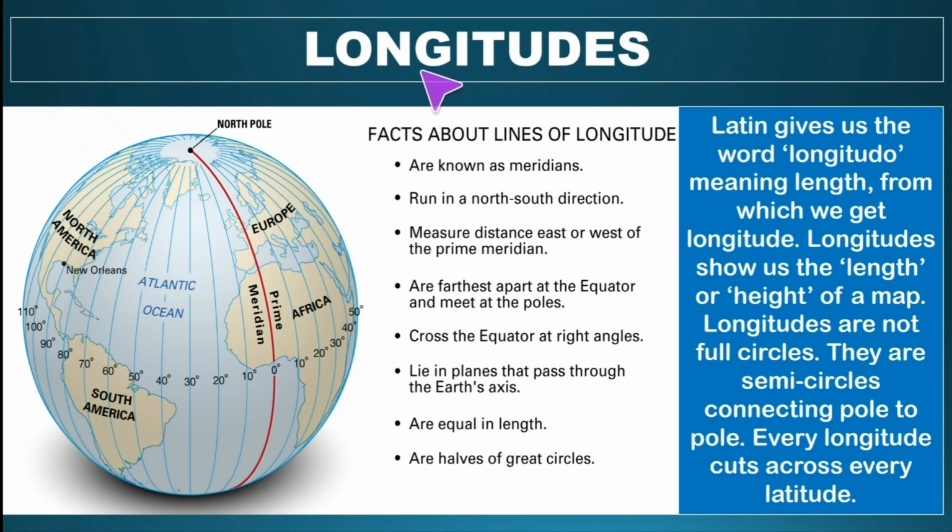Now let us move to longitudes. Look at this picture. They are also known as meridians. They run in the north-south direction. This is the North Pole and downside it will be the South Pole. So in this direction they are running, and they are not full circles, they are semicircles. Latin gives us the word longitudo, meaning length, from which we get the word longitude. Longitudes show us the length or height of a map. Longitudes are not full circles. They are semicircles connecting pole to pole. Every longitude cuts across every latitude.